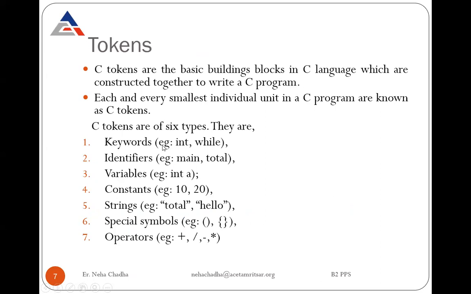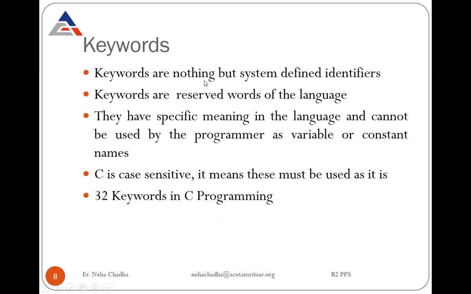First comes the keyword. Keywords are nothing but system-defined identifiers. Keywords are reserved words of the language. They have specific meaning in the language and cannot be used by the programmer as a variable or constant name. C is case sensitive. It means keywords must be used as they are: whatsoever is defined in capital must be written in capital, and whatsoever is defined in lowercase you have to write in lowercase. There are 32 keywords in C programming.